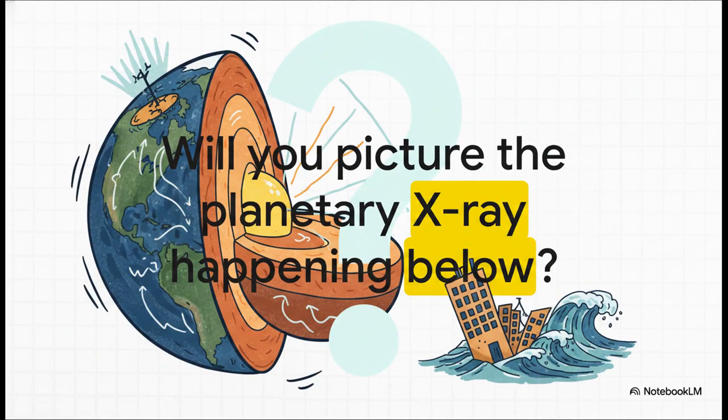So we have traveled from the microscopic mechanics of stretching and squeezing waves all the way deep into the Earth's solid and liquid interior, through the massive 40% shadow zones, and back up to the collapsing structures and oceanic waves right on the surface. It really completely changes how you view these events, doesn't it? So I want to leave you with this thought. Next time the ground shakes, will you just feel the surface destruction, or will you picture that massive planetary X-ray happening deep below your feet?